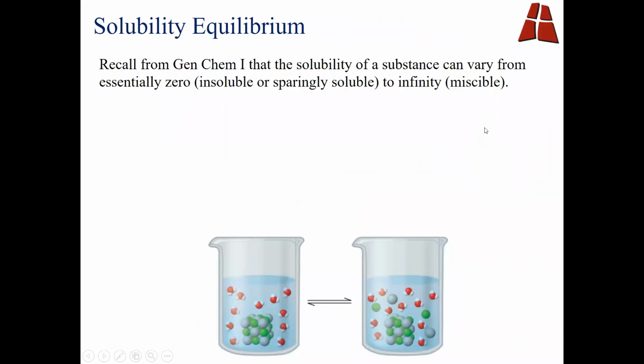Okay. So if you recall from Gen Chem 1, the solubility of a substance can vary depending on what it is, of course. The solubility can be essentially zero, that it wouldn't dissolve at all, something we would call insoluble, or it could be sparingly soluble, or if something is fully miscible, if we think of sodium chloride, I guess that will certainly have a saturation point, but we could have up to infinity solubility with something like methanol dissolving in water. Oftentimes those are liquids dissolving in other liquids.